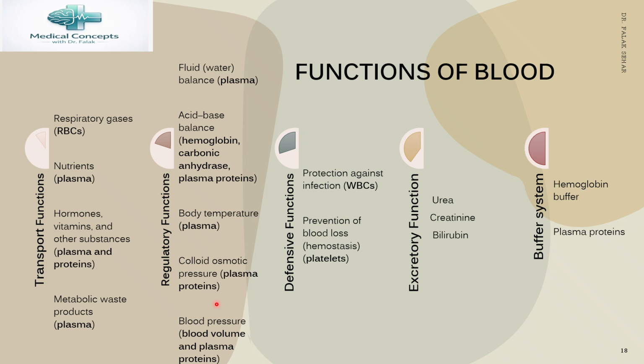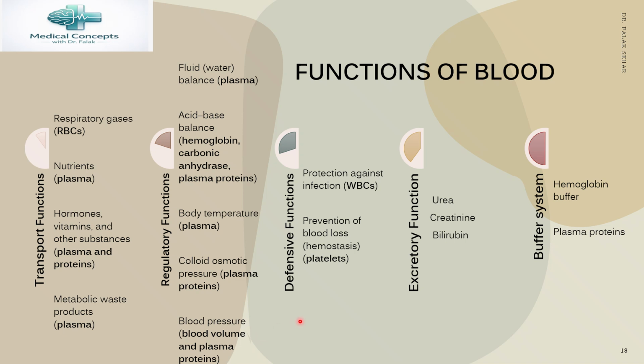Regarding regulatory functions, it's responsible for the maintenance of fluid balance and acid-base balance, because it contains important buffer systems like hemoglobin, carbonic anhydrase, and several types of plasma proteins. It is responsible for the maintenance of normal body temperature. It maintains the colloid osmotic pressure, and it is mainly maintained by the plasma proteins. It is also responsible for the maintenance of blood pressure.